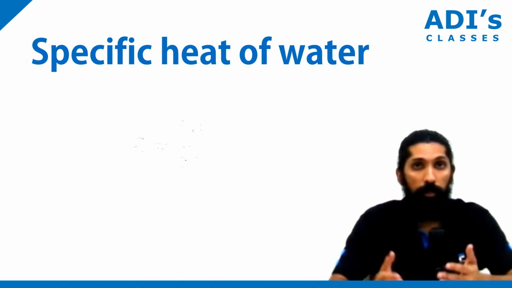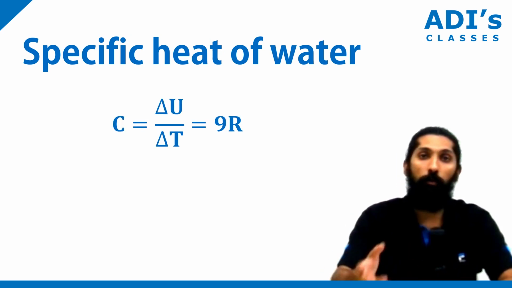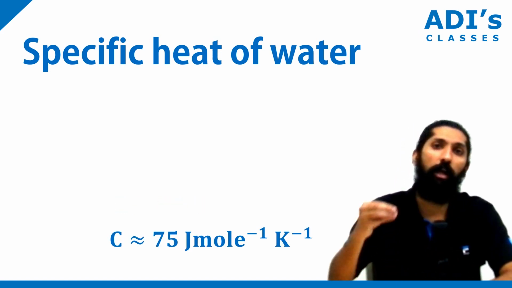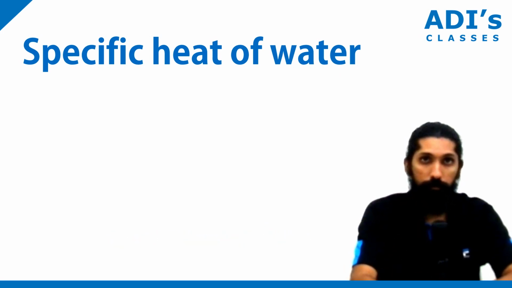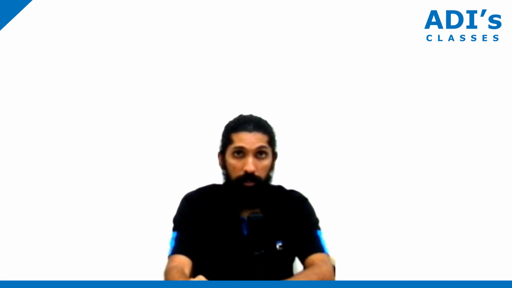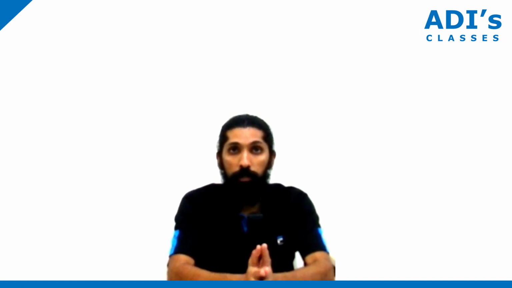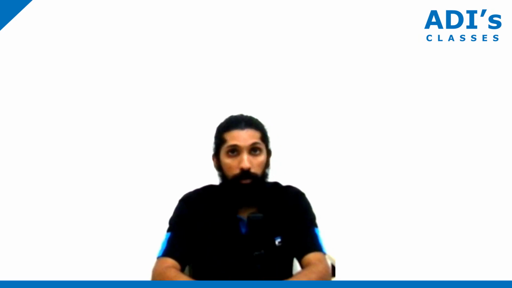C is equal to delta Q by delta T, or delta U by delta T, which is 9R. Now, what is 9 times R? 9 times 8.31 is 74.7. You can take approximately 75 joule per mole per Kelvin. This is the specific heat capacity of water. So in this video, what did we do? For gases, we did monatomic, diatomic, polyatomic, and we did solids and water. Now you understand how the law of equipartition of energy is important to understand the specific heat capacity of any substance you want.